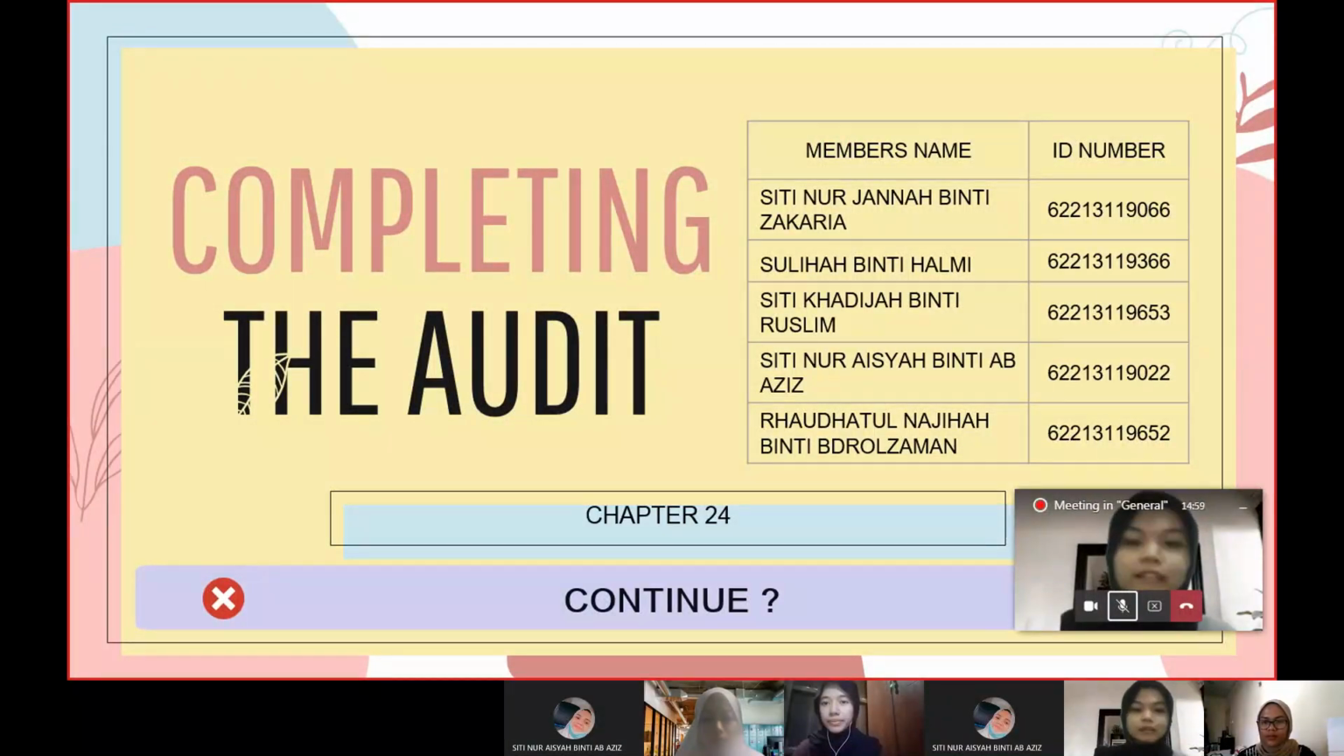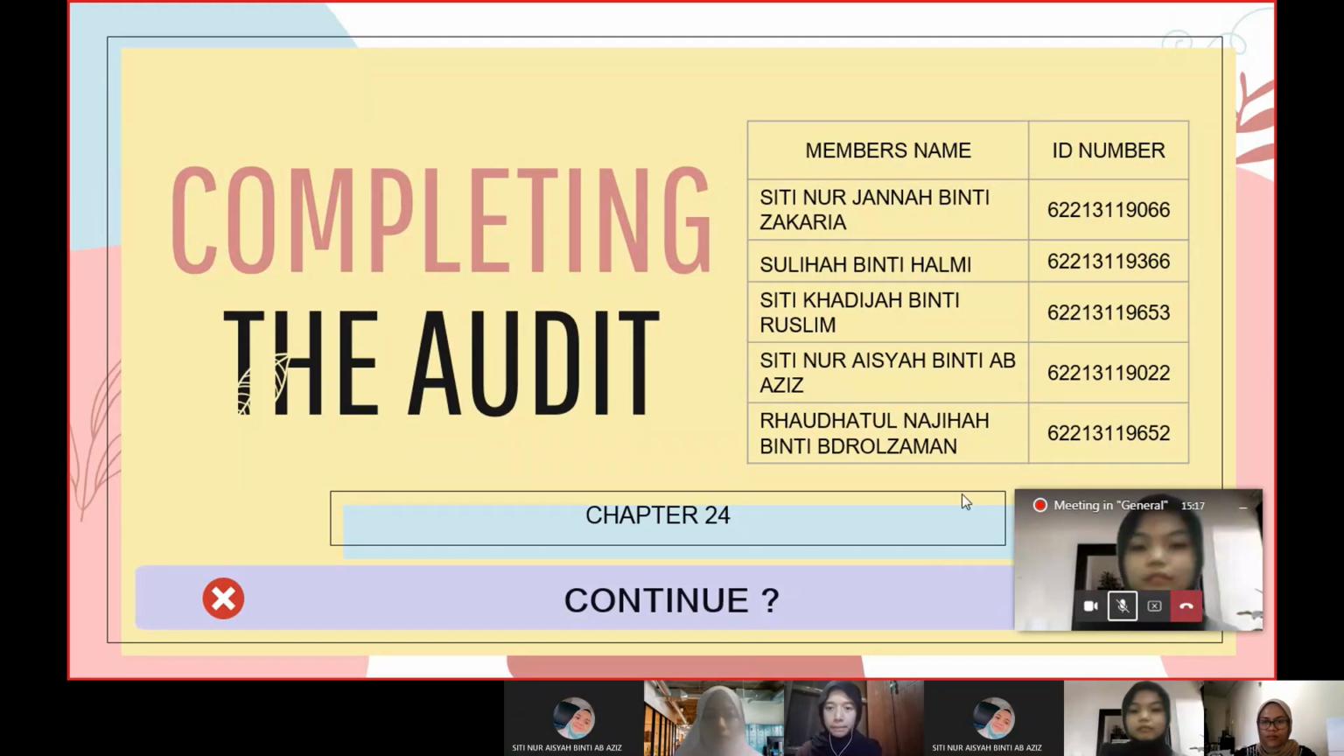We'll present about completing the audit, which is Chapter 24, and the names of the group members are Siti Nurjana binti Zakaria, Suliha binti Halmi, Siti Khadijah binti Ruslin, Siti Nur Aisyah binti Abdul Aziz, and Rodatul Najiha binti Badrul Zaman.